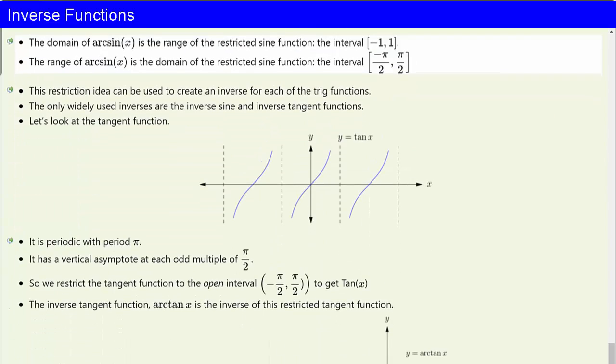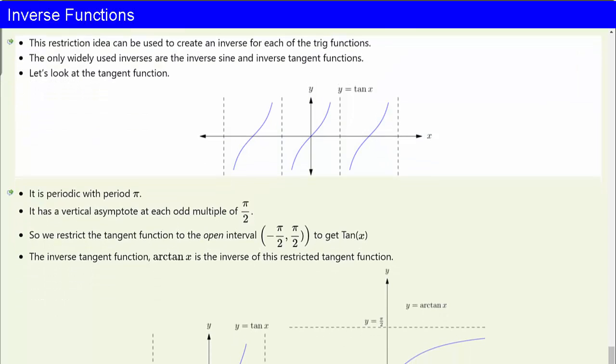Notice that the domain of arcsine is the range of the sine function, namely the closed interval minus 1 to 1. And the range of arcsine is the domain of the restricted sine function, the interval minus pi over 2 to pi over 2. One can use this restriction idea to create an inverse for each of the trig functions, but the only widely used inverses are the inverse of the sine and the inverse of the tangent function.